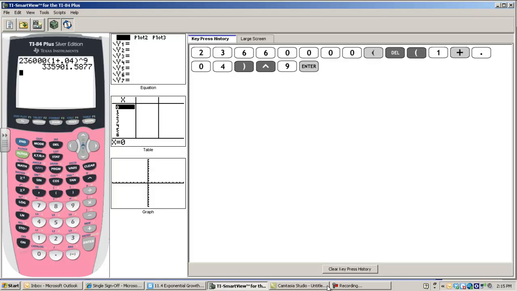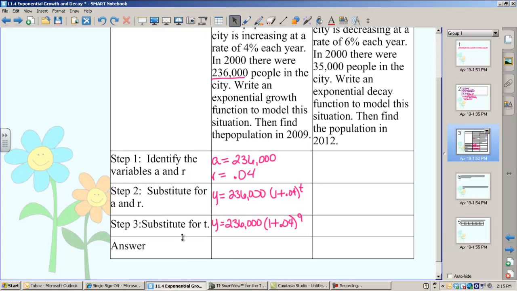And so what I end up with is 335,902 people in 2009. So if you're going to label this, this is people. So that's how many people there will be in this city in 2009 if the population continues to increase at that steady rate of 4% every year. That's exponential growth. Now, exponential decay.